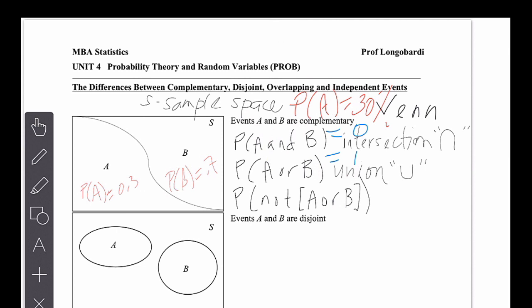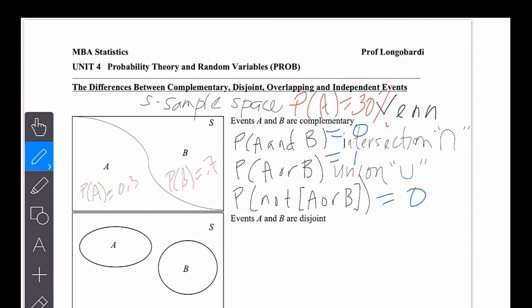Finally, the question about not A or B. What's the chance of not seeing event A or event B? That's what not means. The concept of not is actually complementary. It's everything but these two. Is there anything but these two? No, there's nothing. There's just A or B. So this turns out to be 0.